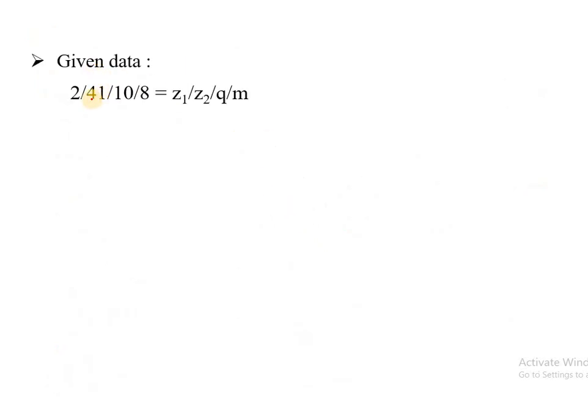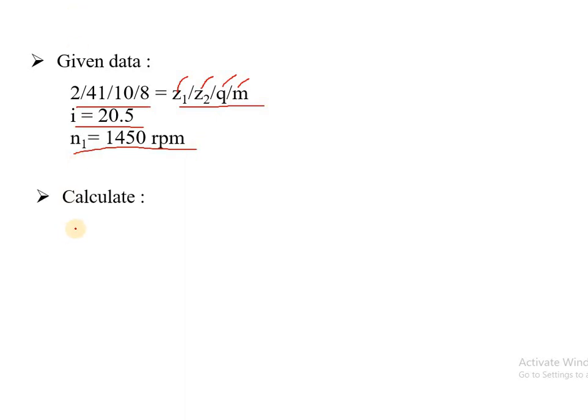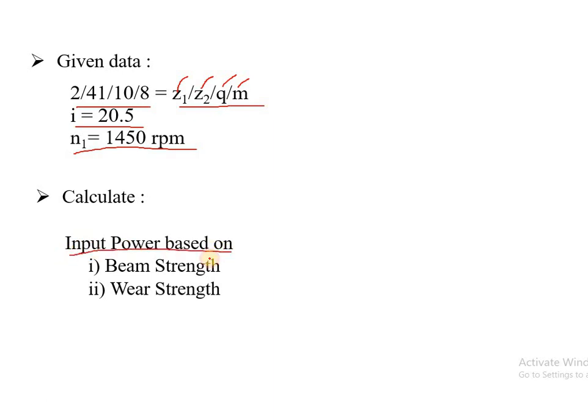So the given data is 2, 41, 10 and 8, which equals Z1, Z2, Q and M. Z1 is the number of starts on the worm, Z2 the number of teeth on the worm wheel, Q is the diametral quotient and M is the module. The speed ratio is given, denoted by I, that is 20.5. Then the speed of the worm or input speed is given, that is 1450 rpm. And what is asked? They are asked to calculate the input power based on beam strength and wear strength.